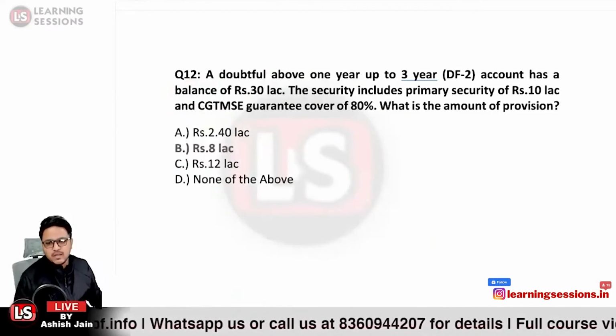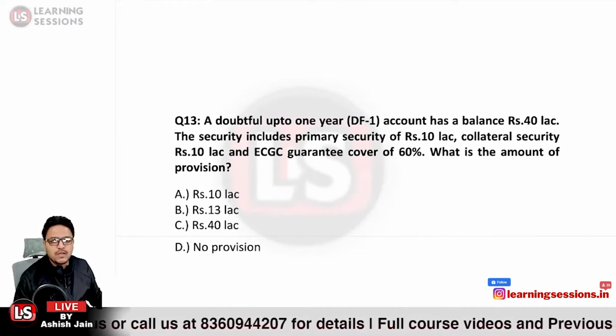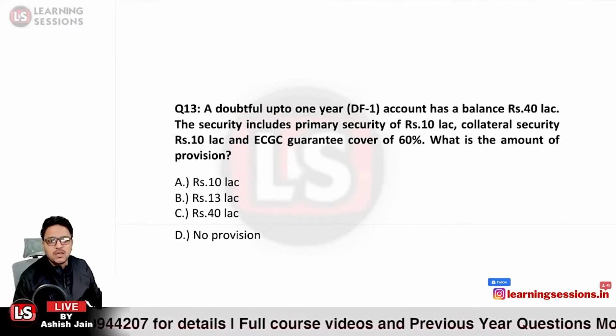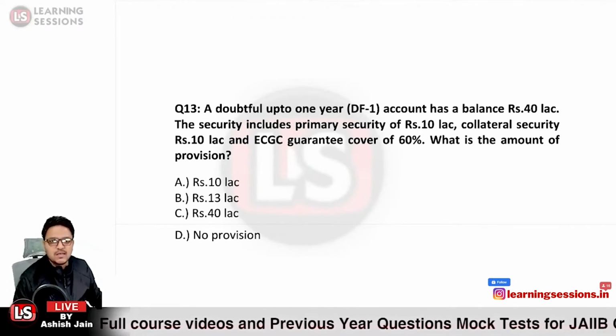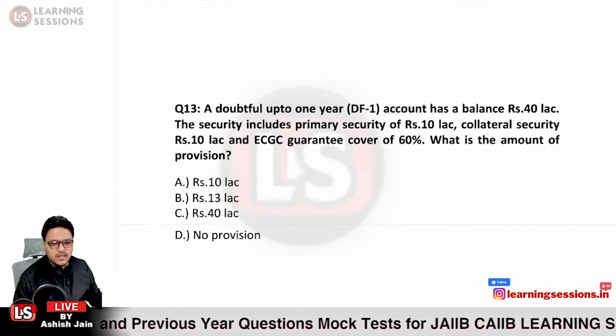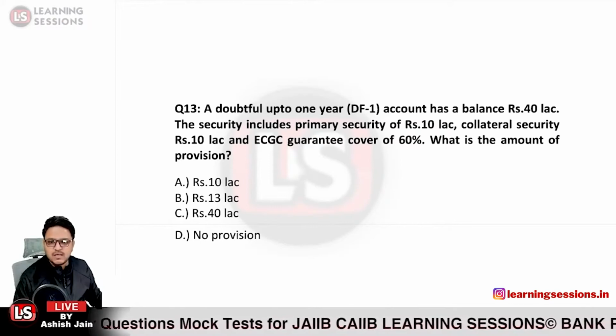Is that clear? Now let's move to the next question, which says a doubtful up to 1 year account has a balance of 40 lakh rupees. The security includes primary security of 10 lakh, collateral security of 10 lakh, and ECGC guarantee cover of 60%. What is the amount of provision that is to be created? We are well aware of the concepts now, so kindly do answer at the earliest.